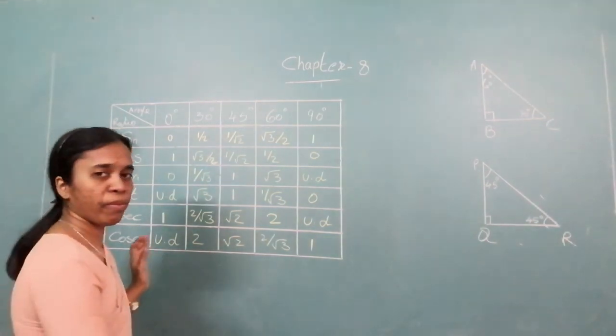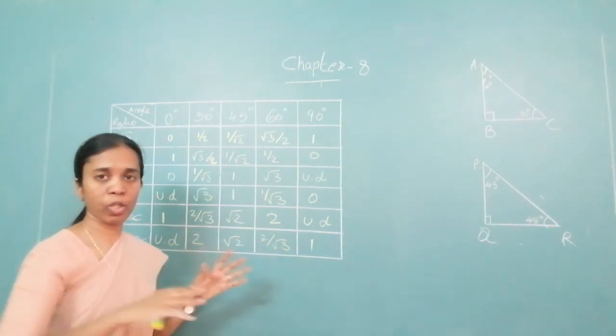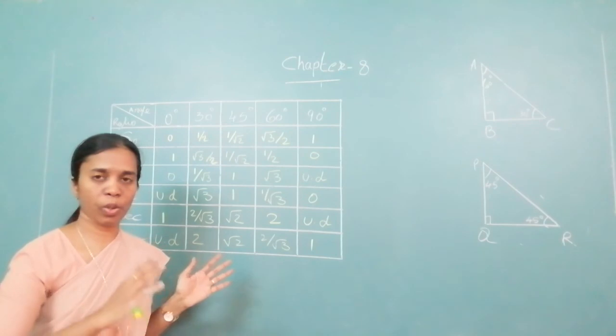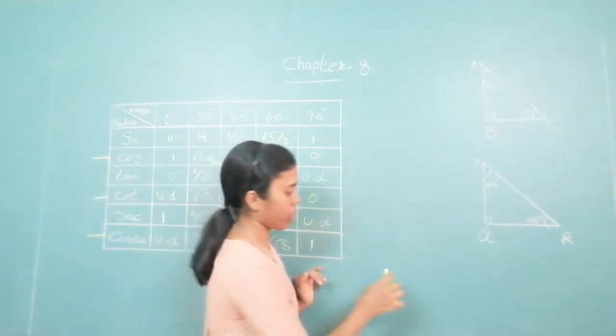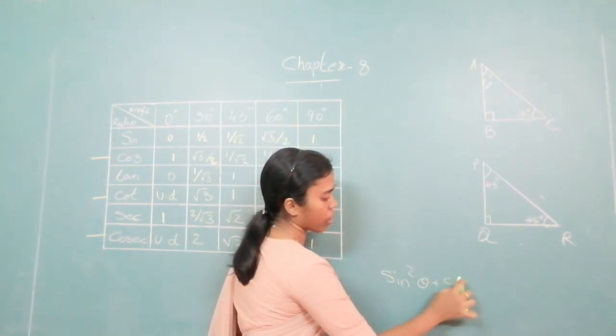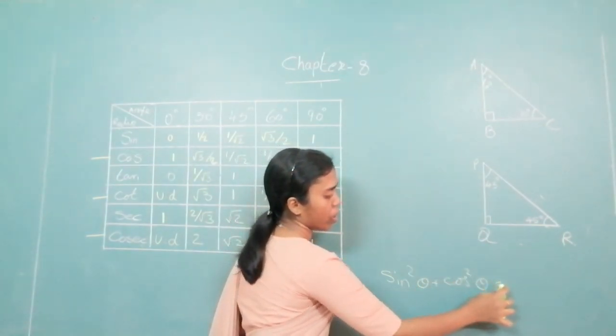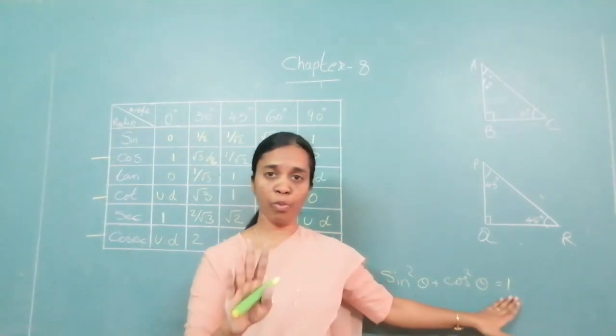Always please remember the values of sine and cos always lie between 0 and 1. It is not greater than that. Okay, 0 and 1. Now I also want you to learn one more formula. After this please write it over there. Sine square theta plus cos square theta is equal to 1. Now this is the fourth one.